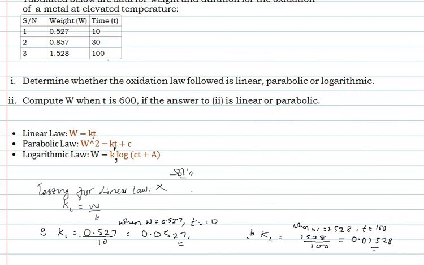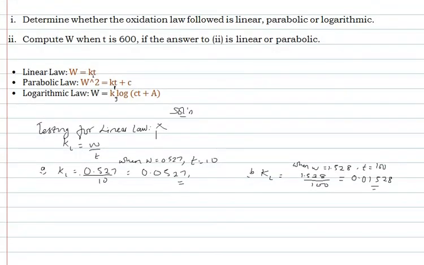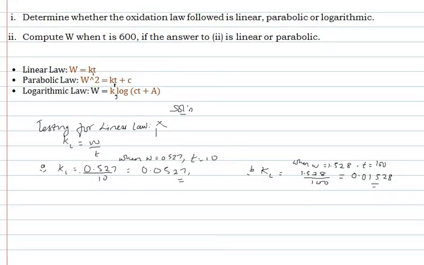So you go to the next law. It's important for you to move gradually from linear to parabolic and then to logarithmic, because in the linear scenario, it's actually easier to calculate your K. In the parabolic, you have 2 constants, and in the logarithmic, you have 3. So it's better you go gradually. So next, we are going to test for parabolic law.